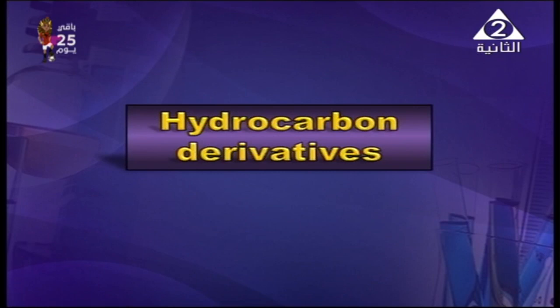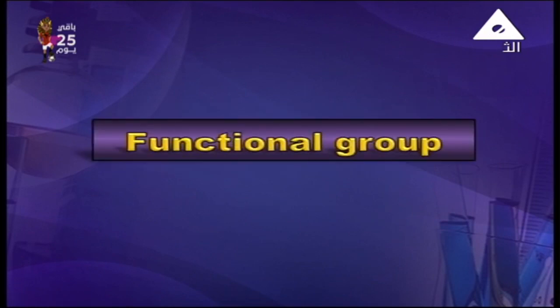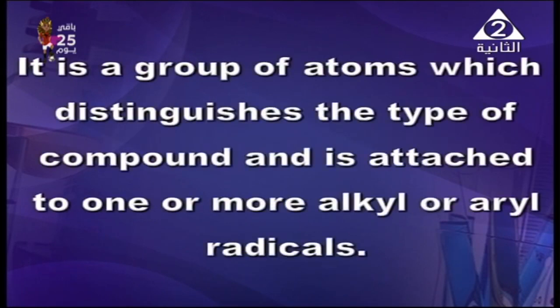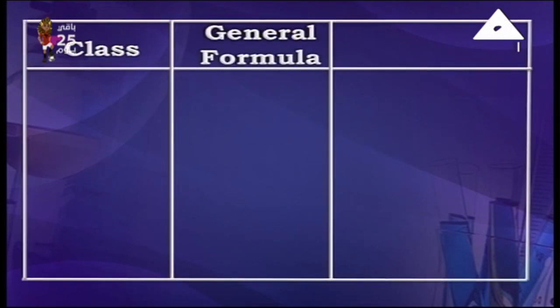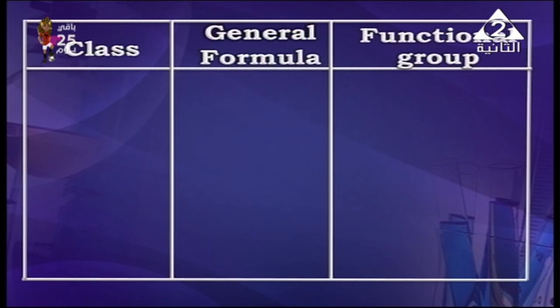Hydrocarbon derivatives. The functional group is a group of atoms which distinguishes the type of compound and is attached to one or more alkyl or aryl radicals. The following table will show the class and general formula of the compound and its functional group.